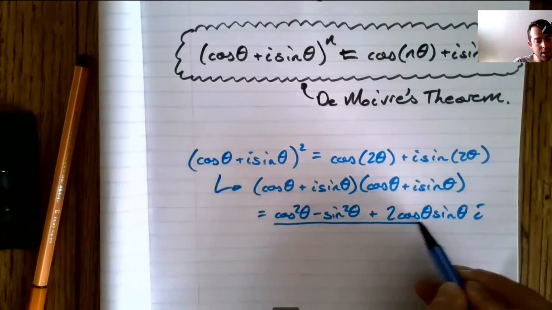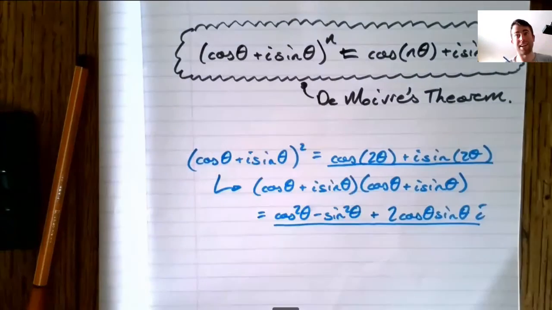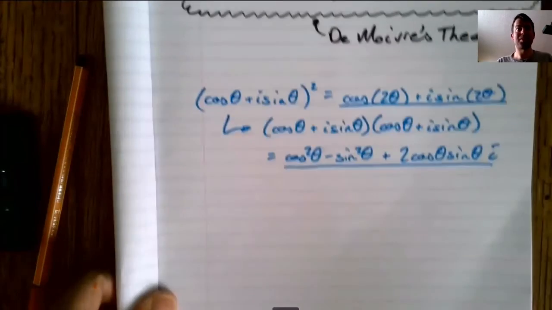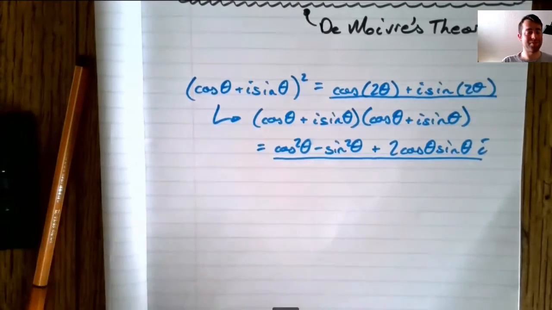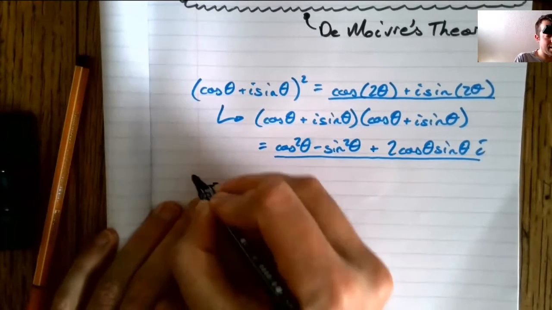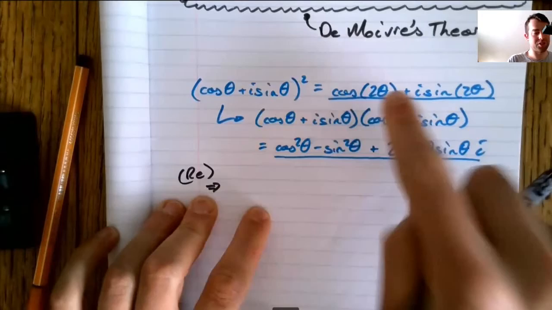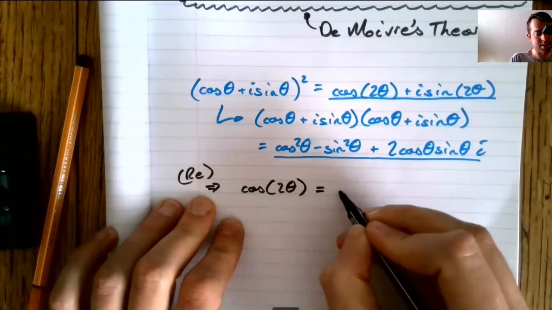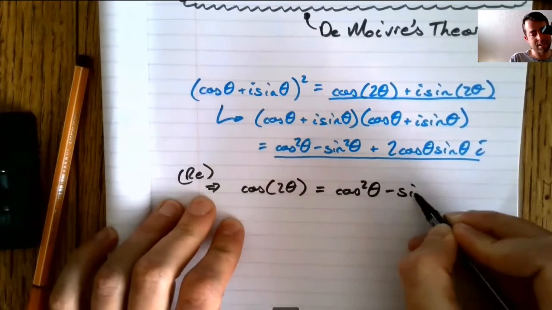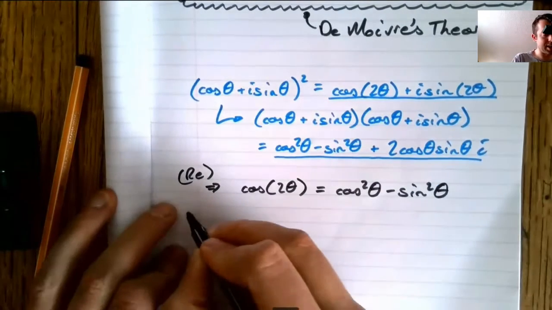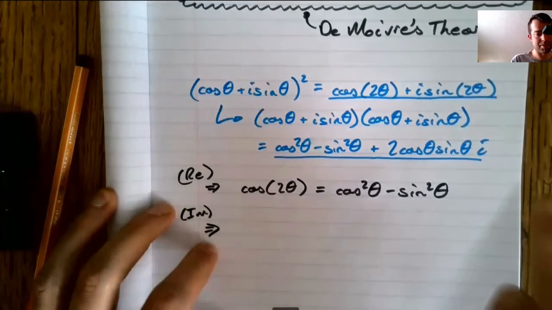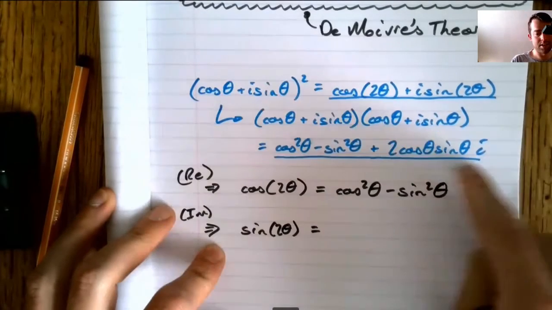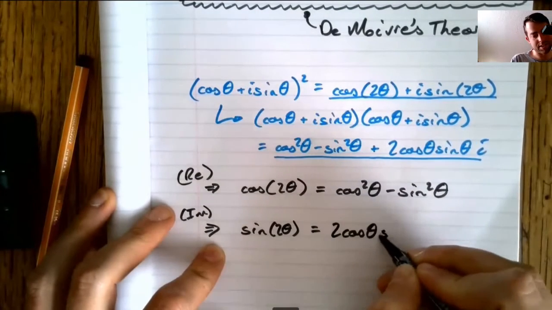And when we've got complex numbers that are the same, we can equate real parts and imaginary parts. So I just equate the real parts here. This is telling me that cos of 2 theta is the same as cos squared theta minus sine squared theta. And if I equate the imaginary parts, we've got sine of 2 theta is 2 lots of cos theta sine theta.